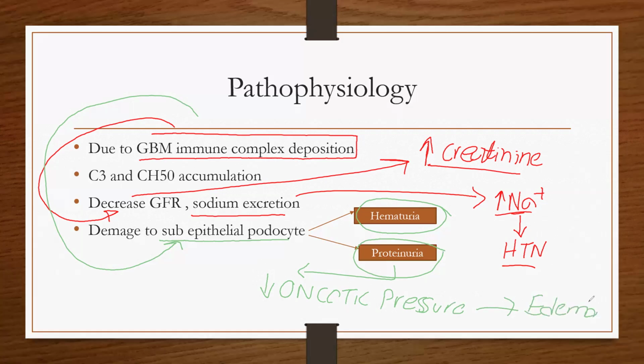So again, one high yield point is C3 and CH50, that is complement consumption. In streptococcal glomerulonephritis, C3 and CH50 will be decreased because they are consumed.